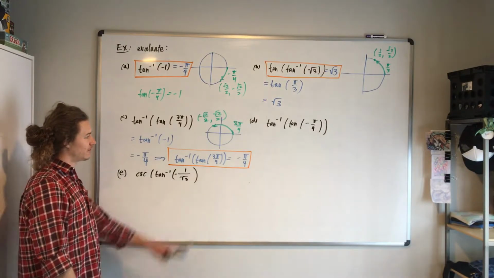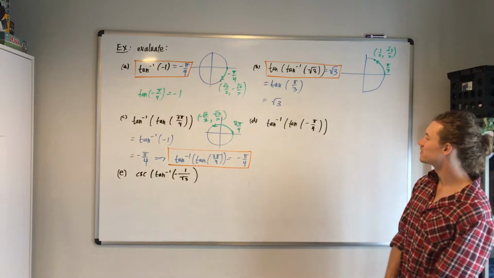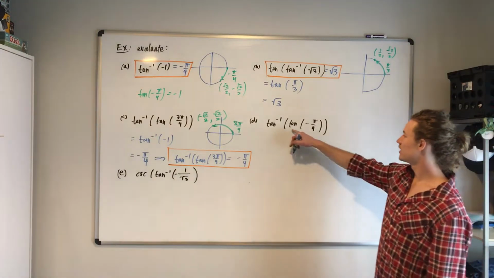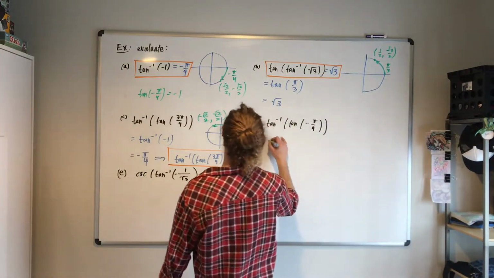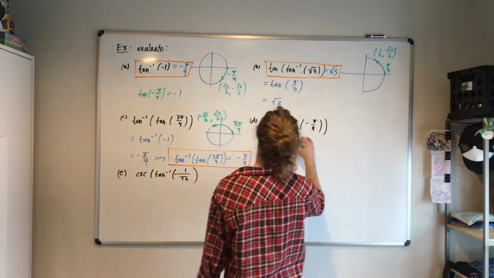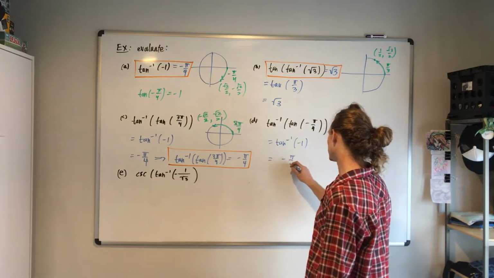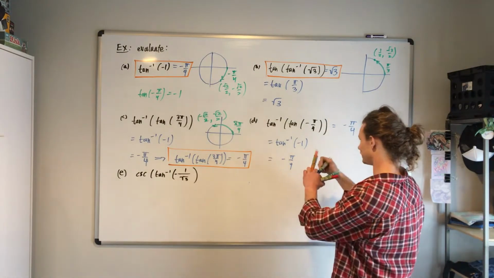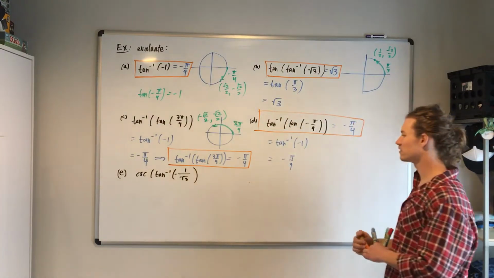Cool. And finally, for our compositions, let's look at the inverse tangent of the tangent of negative pi fourths. So we start with the tangent of negative pi fourths. We know the tangent of negative pi fourths is -1, so we have the inverse tangent of -1. Again, we've already computed this. This is negative pi fourths, and we find our solution then. The inverse tangent of the tangent of negative pi fourths is negative pi fourths.